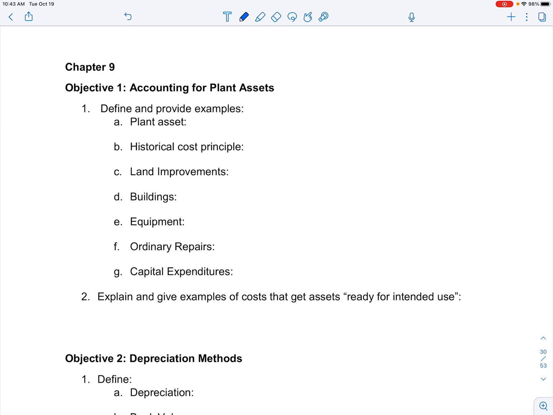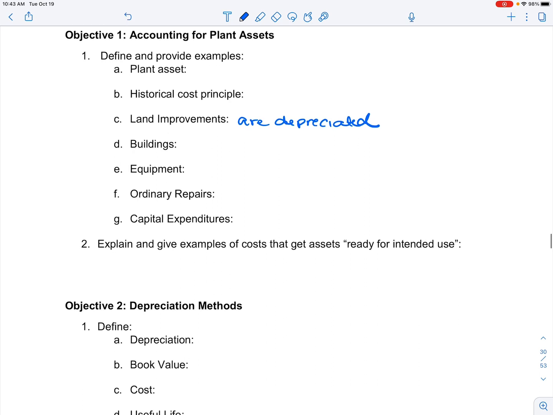So go through and make sure you understand what a plant asset is, how you evaluate historical cost. Know that land improvements will be depreciated, whereas land is not. Make sure you understand that. Understand the difference between ordinary repairs and capital expenditures. Ordinary repairs are an expense, whereas capital expenditures typically extend the life of the asset and therefore are depreciated.